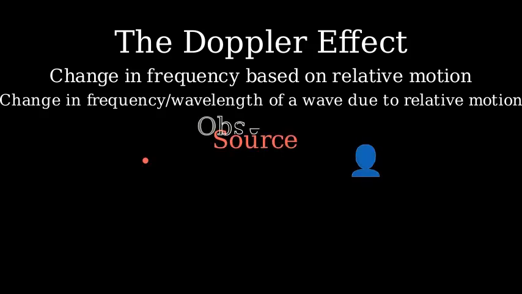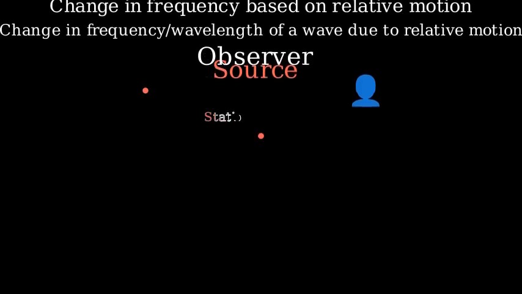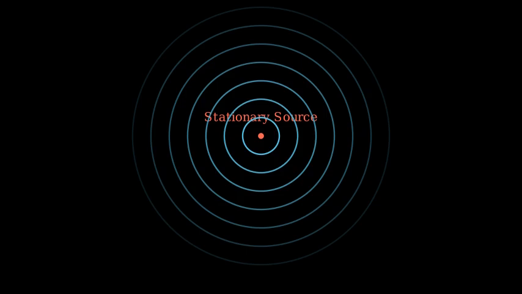It's important to understand that what causes this change is the relative motion between the source of the waves and the observer. Let's visualize this with sound waves. When a sound source is stationary, it emits waves uniformly in all directions. These waves travel outward as concentric circles with a consistent wavelength and frequency.